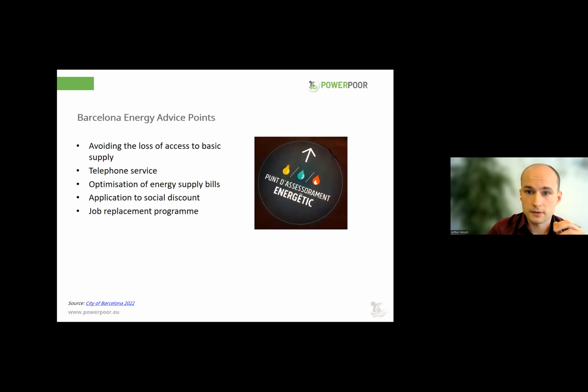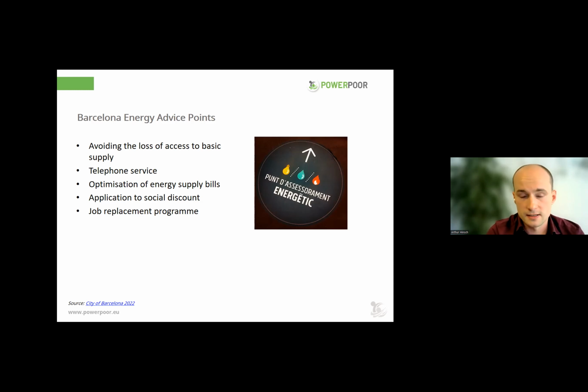One of these examples, and the guidebook explains quite well what the steps would be to set such an office up, a very nice example we always like to mention is Barcelona, which has energy advice points. When a citizen is facing the issue that their electricity might be cut off because they are not able to pay their electricity bill, the citizen has the opportunity to contact one of the city's several advice points, and the city then calls up the utility and says, listen, this person has an issue with paying their bills, please don't cut off their supply, and this is then followed through.